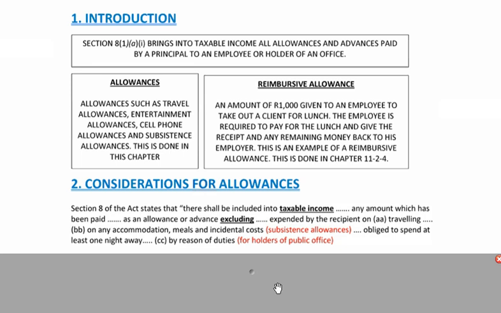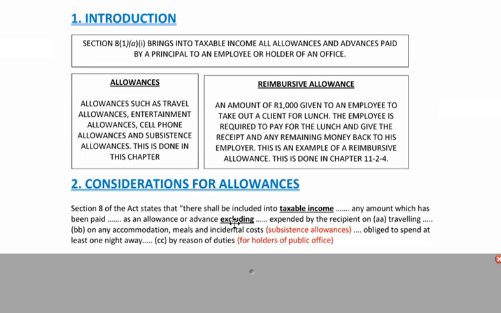Travel allowances go after gross income, after deductions, after exempt income, because they're included in taxable income, just like capital gains tax. So allowances go into your taxable income calc where CGT is. And it says any amount which has been paid as an allowance or advance. So any amount that's been paid as an allowance or an advance goes into your taxable income calculation at that line. This could be a travel allowance, an entertainment allowance, a cell phone allowance, and a subsistence allowance. Any one of these can go in there.